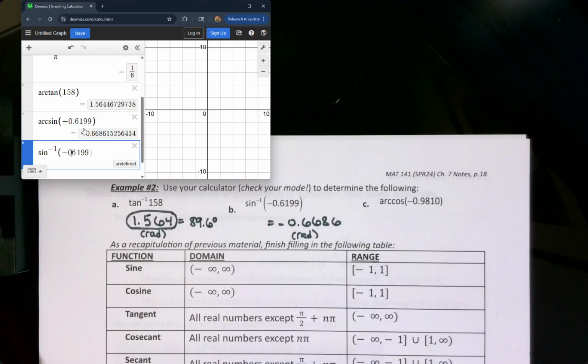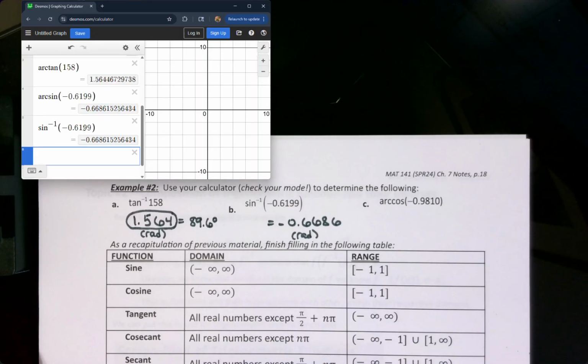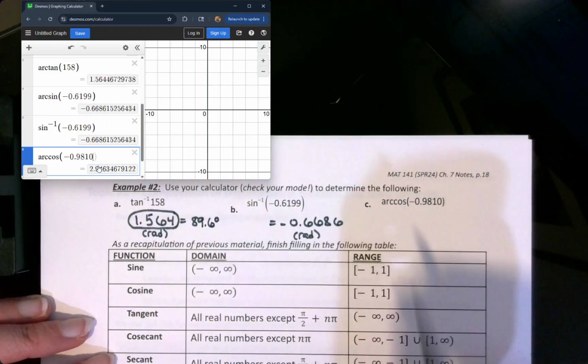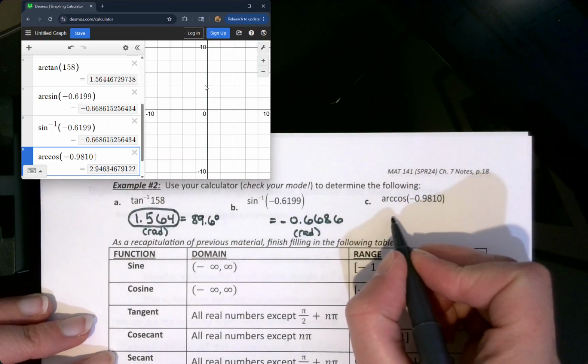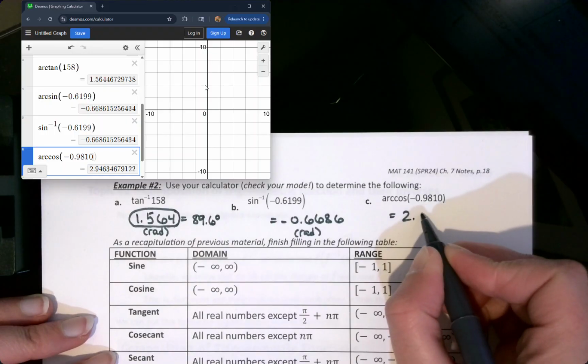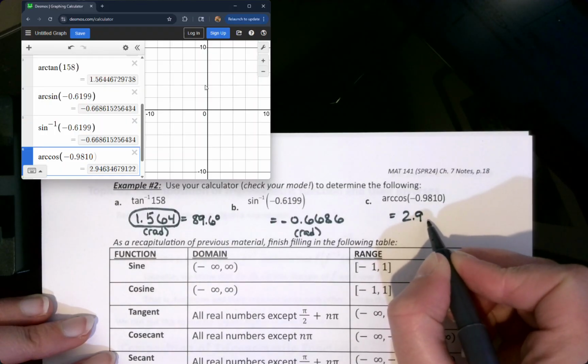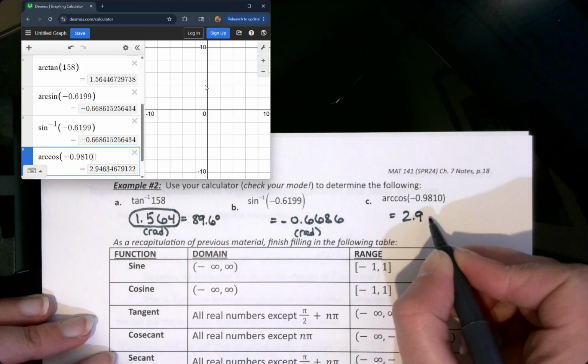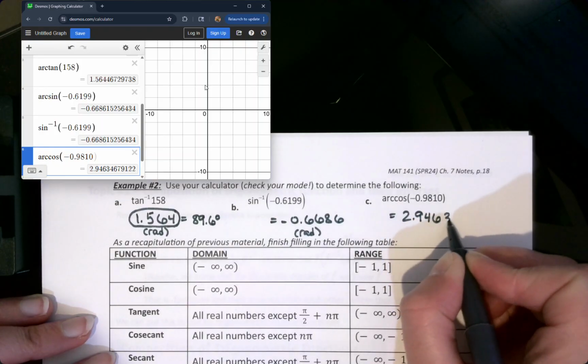I forgot the decimal place. That's why it's not working for me. There we go. Now, of course, you get the same thing. And so this last one's actually listed as arc cosine. So again, I'm going to type that one as arc cosine of negative 0.9810. It's supposed to be a negative. This comes out in radian measure as an angle of about 2.9463 in radians.